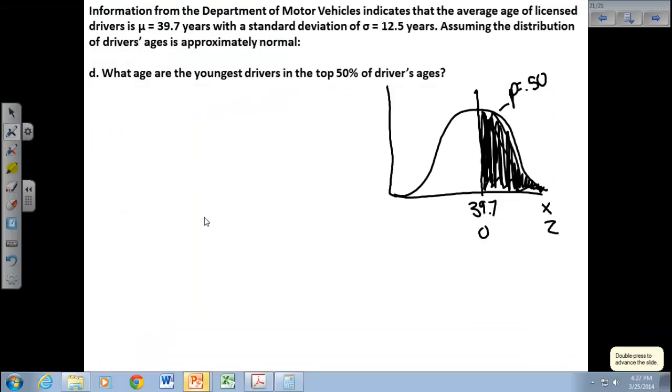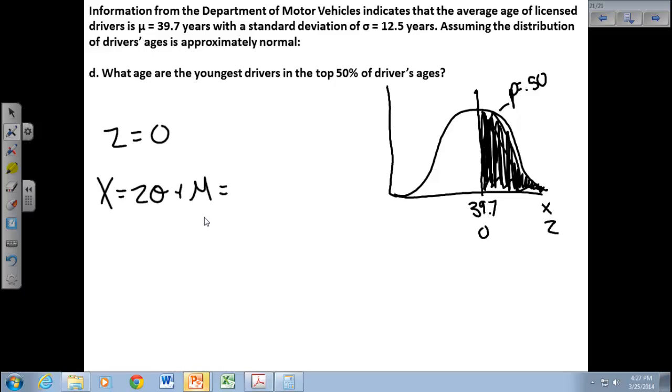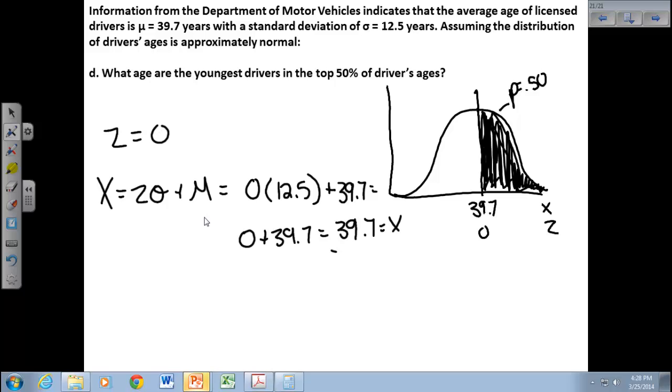So if we wanted to go through and calculate this out, when we have z equals 0, x is equal to z times standard deviation plus the mean, just to confirm that it is in fact 39.7. 0 times 12.5 plus 39.7 equals 0 plus 39.7, and we still have 39.7.